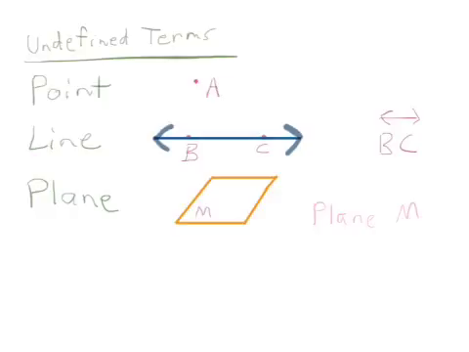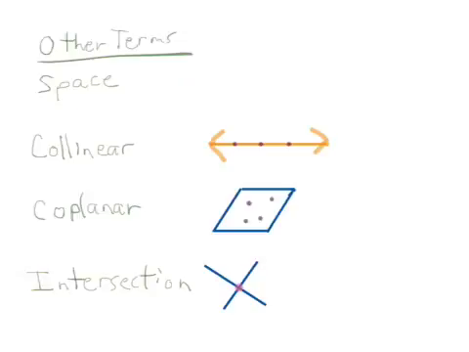And then from there we get a few other terms from those 3. So space is the next term. Space, by definition, is the set of all points. So notice for the definition of space, we're going to use one of the undefined terms, the point, to explain what space is. So space is the set of all points.